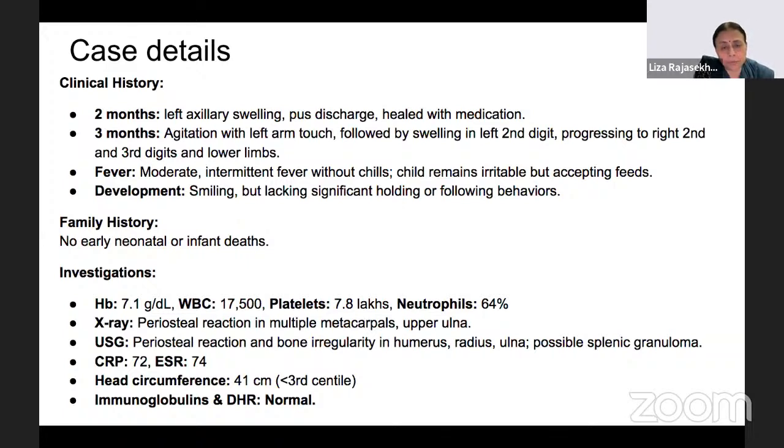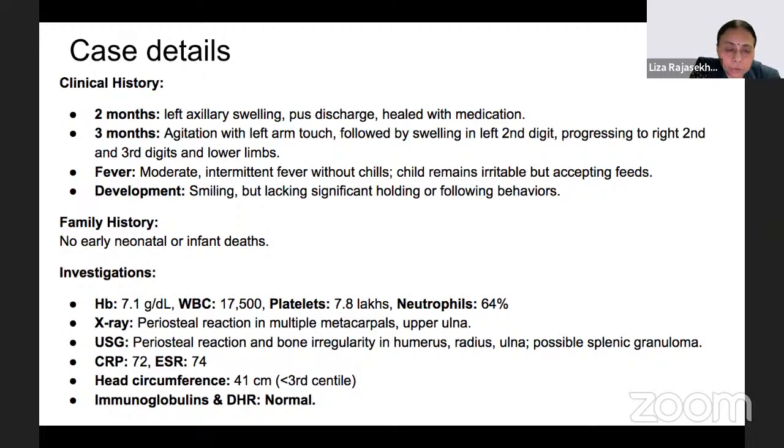He had anemia, leukocytosis, thrombocytosis, and X-ray showed periosteal reaction in the multiple metacarpals and upper ulna, suggesting that there was an osteomyelitis going on. And the ultrasound confirmed these findings and also suggested a splenic granuloma.